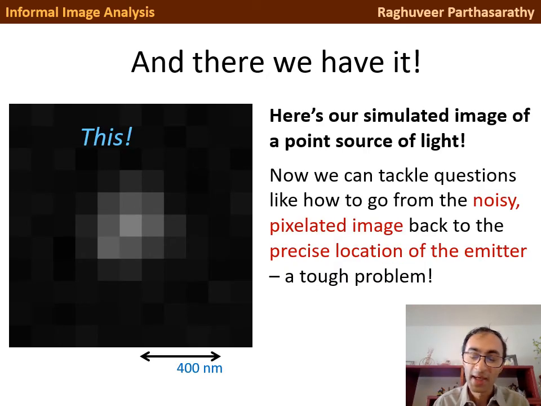So there we go. Those are the steps. And at the end of it, we have our simulated image of a point source of light, our spread out, pixelated, noisy thing. And now we can do whatever we want with it. For example, tackling the challenging questions of how to go backwards from this to asking, okay, we see this, where was the point source that created it? And how precisely can we know that? Which is important for things like figuring out the structures of various biological objects like protein assemblies and so on, or tracking bacteria and things like that.